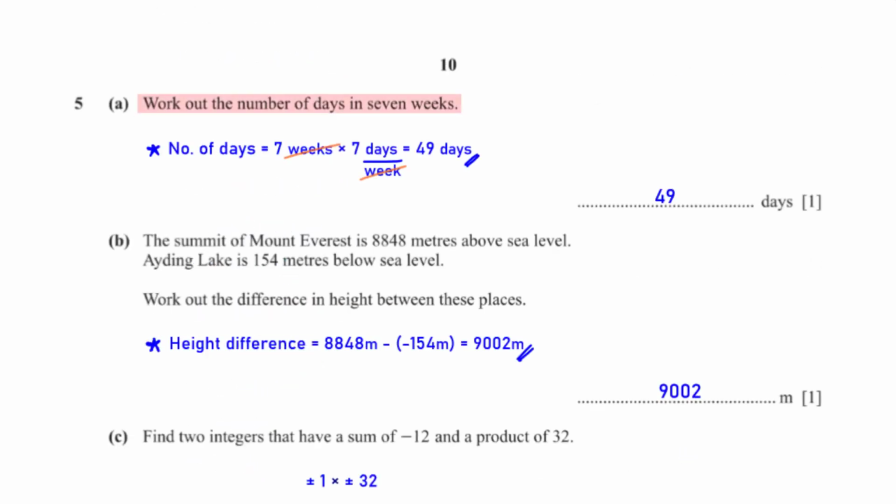Work out the number of days in 7 weeks. To get the number of days in 7 weeks, we multiply 7 by the number of days in a week, which is 7. This gives us 49 days.